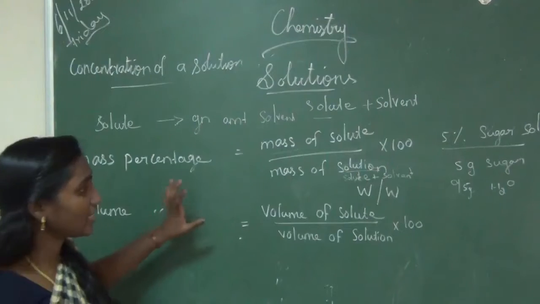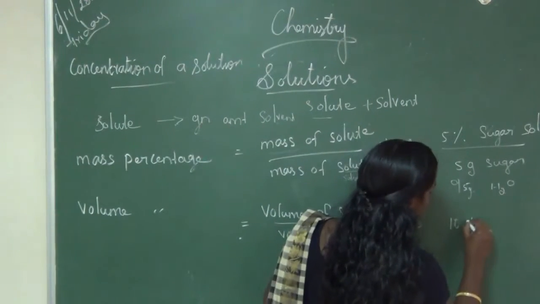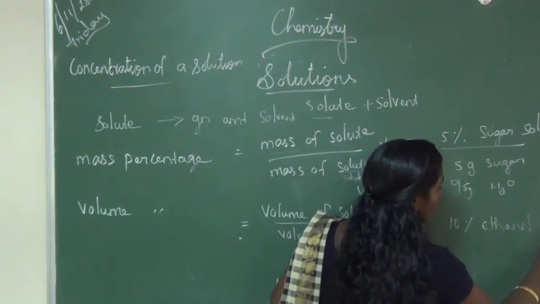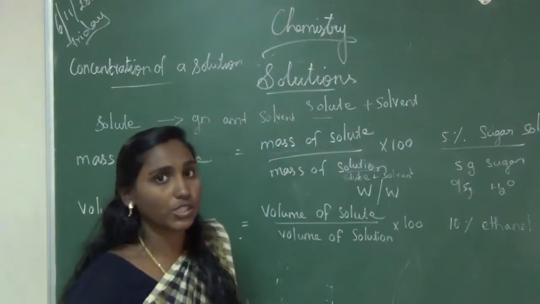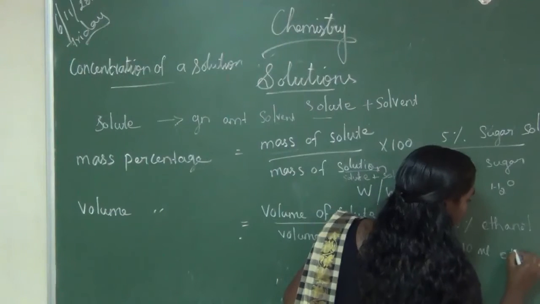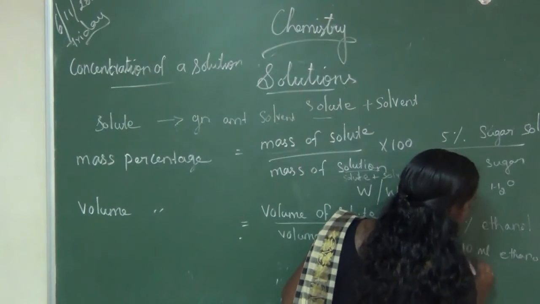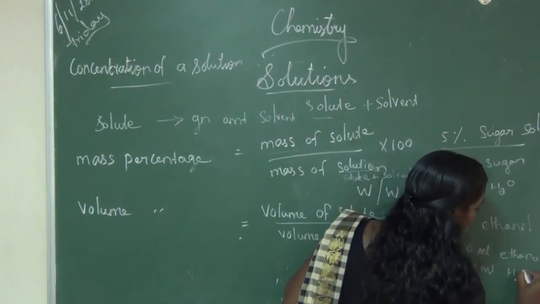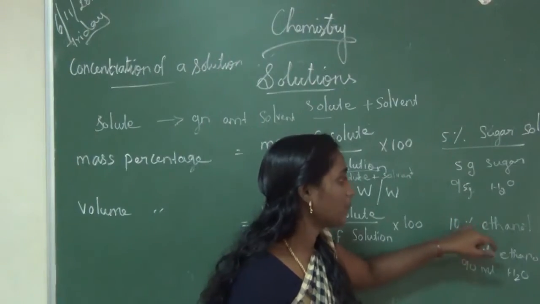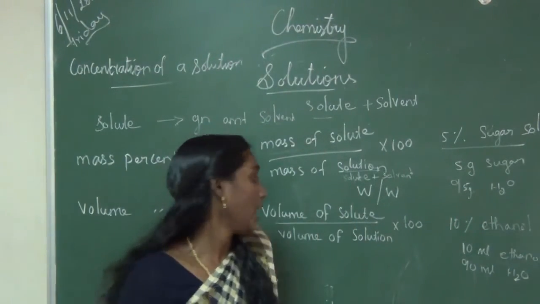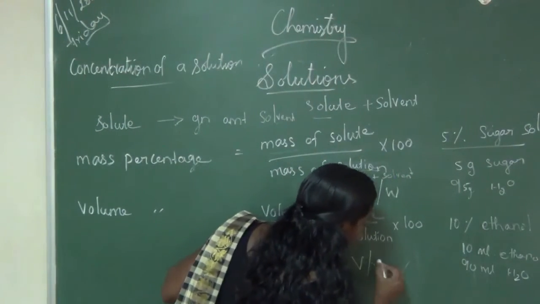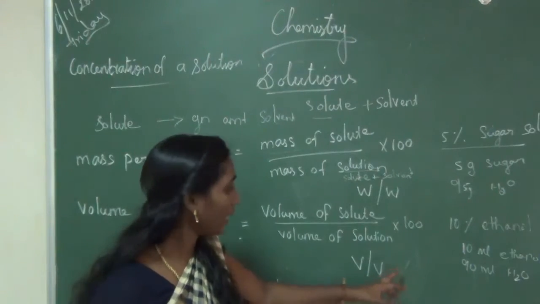This volume percentage example: 10% ethanol solution. Ethanol or alcohol, any one. So 10% ethanol solution contains 10 ml ethanol and 90 ml water. Okay, 10 ml ethanol and 90 ml water to form 10% ethanol solution. And this volume percentage is expressed in terms of V by V. V by V means volume divided by volume.